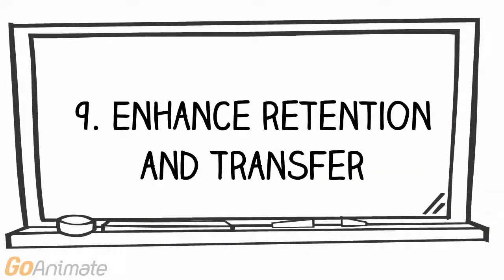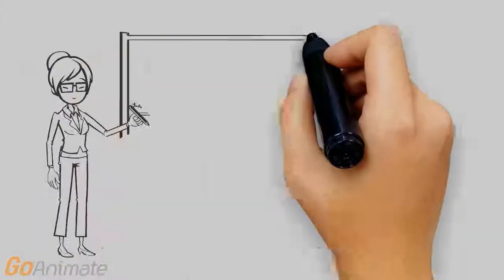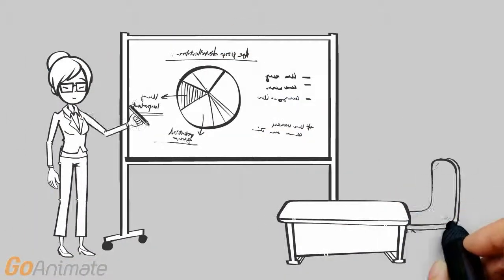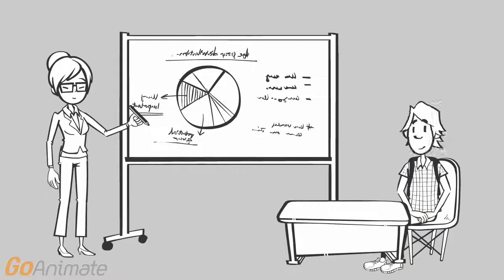And finally, step 9, enhance retention and transfer. This can be done by informing the learners about similar problem situations, review the lesson, provide additional practice, or give the students the opportunity to apply their new skills in a personal context.